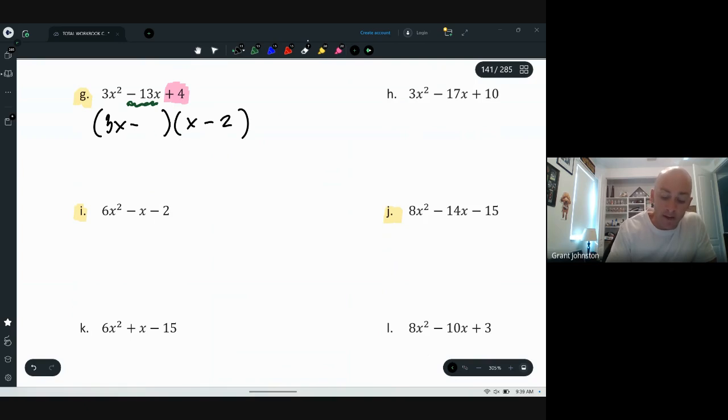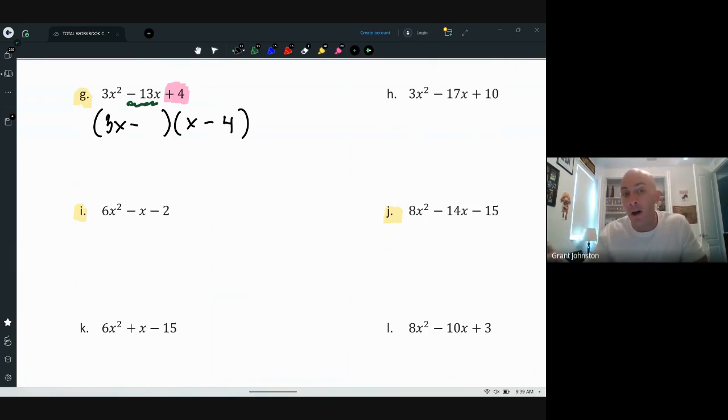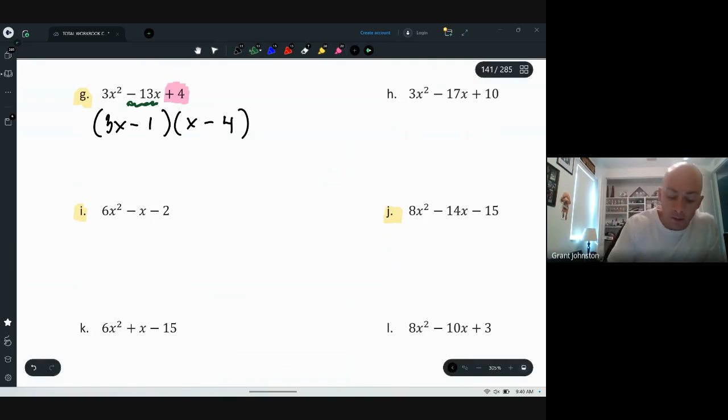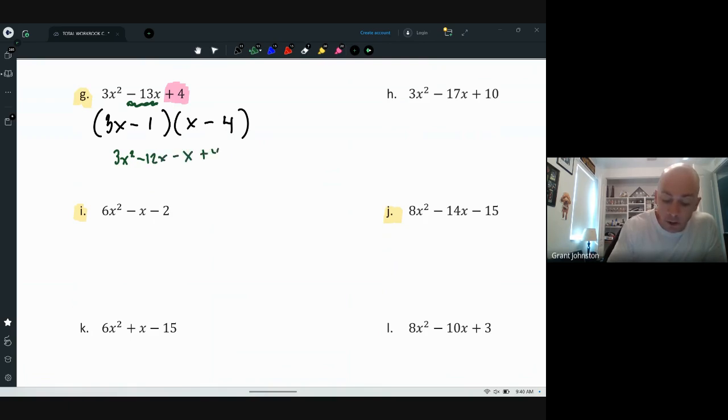So a smart guess would be maybe do a 4 and 1 and put the 4 here, because a 3x times negative 4 will get me to negative 12, which is quite close to negative 13x. And then if I just put a 1 here, this might work. So just to check, 3x times x would be 3x to the second. 3x times negative 4 would be negative 12x. Negative 1 times x would be negative 1x. Negative 1 times negative 4 is positive 4. So then I have a 3x squared minus 13x plus 4, and yep, that was the original expression.